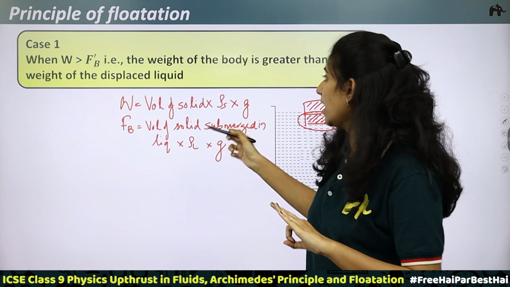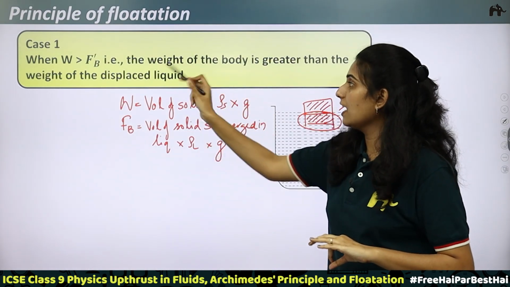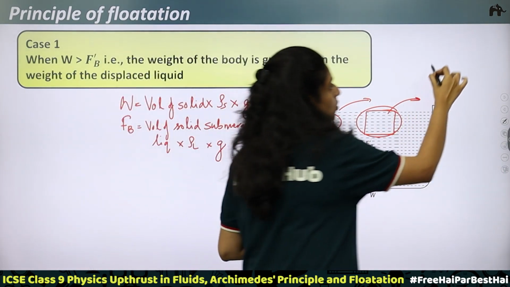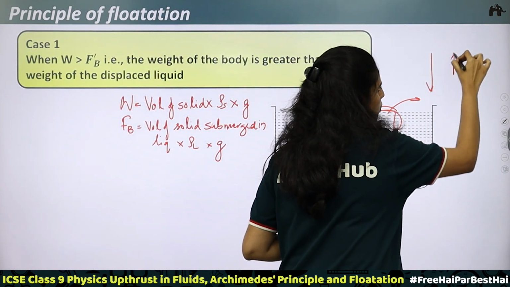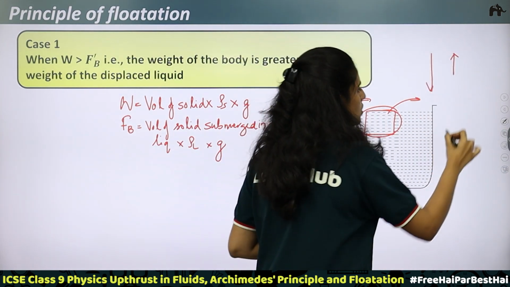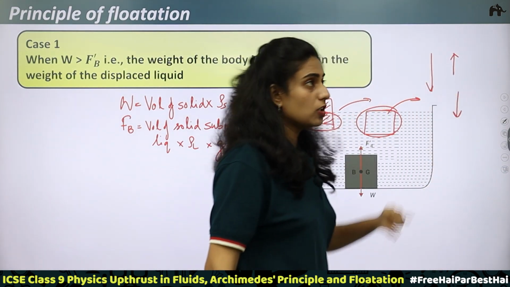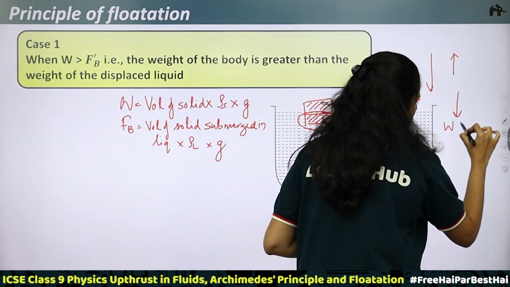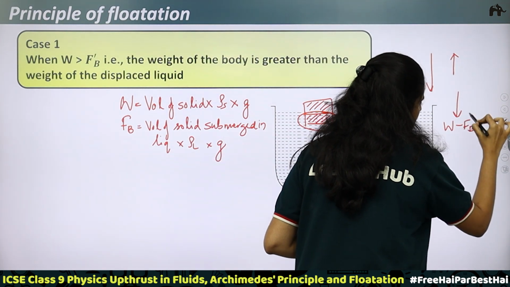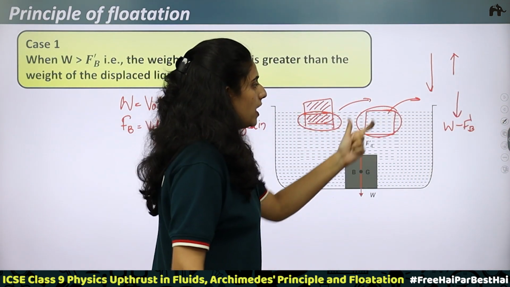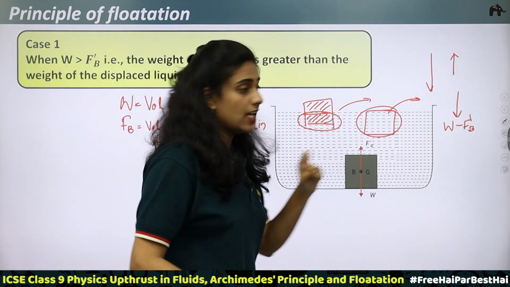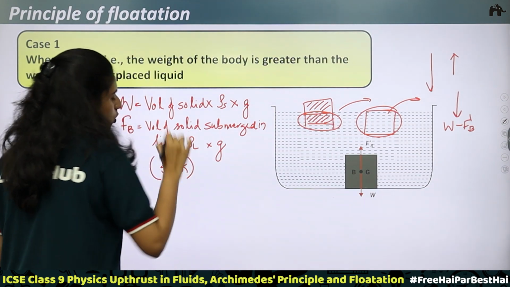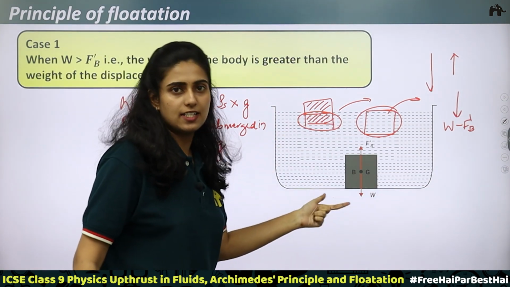First, we will be discussing when the weight of the object is greater than FB dash. When weight is greater, the downward force is greater than the upward force. So the net force will be acting downwards, and this net force will be equal to W minus the maximum upthrust FB dash. In this case, the object will sink. It won't float, it will sink because weight is greater.